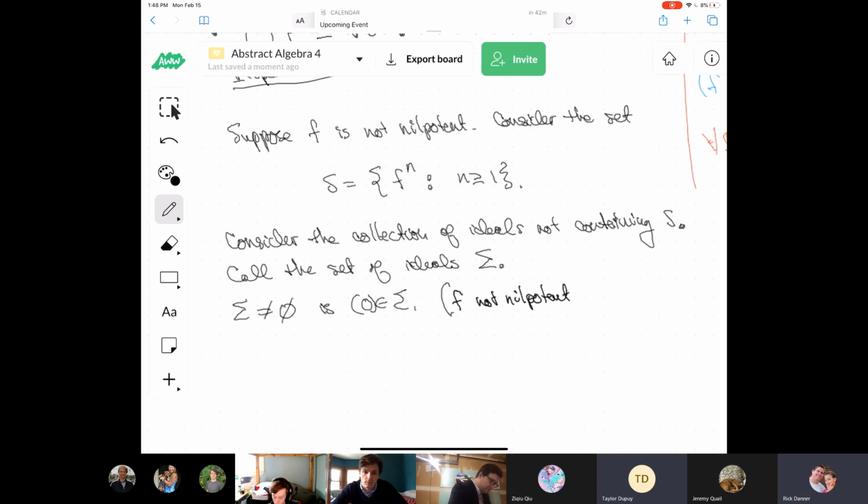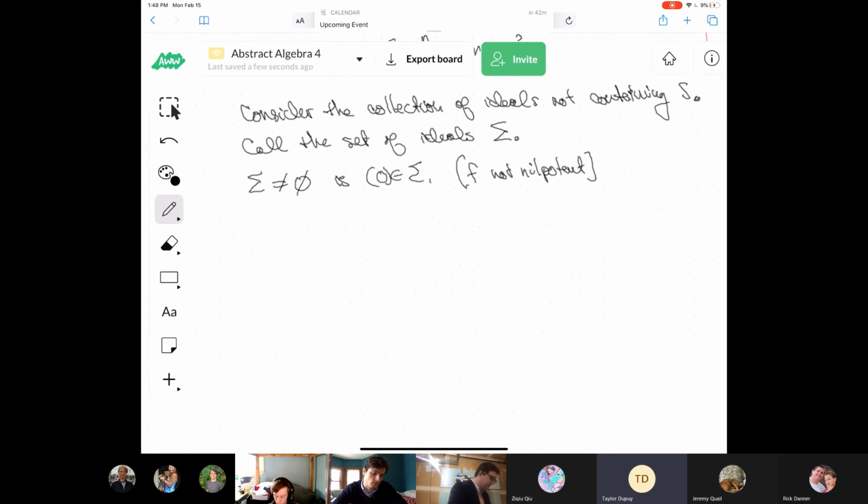Zero is not in S though, right? Zero is not in S. If zero was an element of S, then F would be nilpotent. The zero ideal is an element of sigma, not the zero element. Sigma has ideals that don't intersect S. Yeah, exactly, it doesn't intersect S. That's correct.